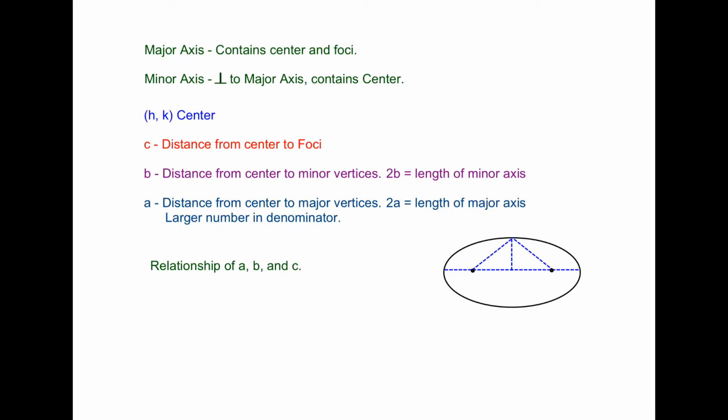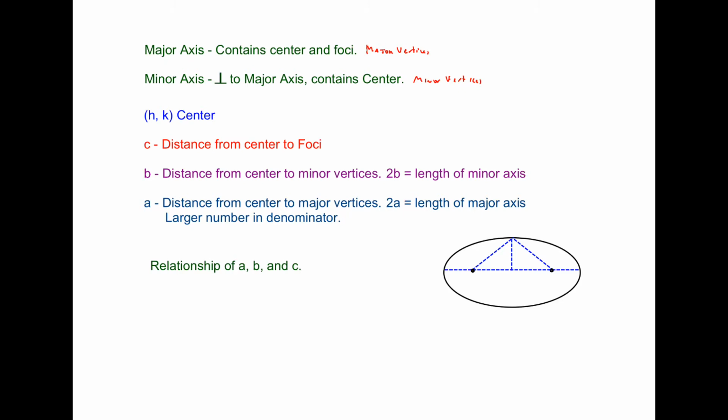The major axis contains the center and the foci, and obviously it also contains the major vertices. The minor axis is perpendicular to the major. It contains the center and, once again, the minor vertices. (h, k) is your center. c is the distance from the center to the foci on both sides. b is the distance from the center to the minor vertices. And then 2b would be the length of the minor axis.